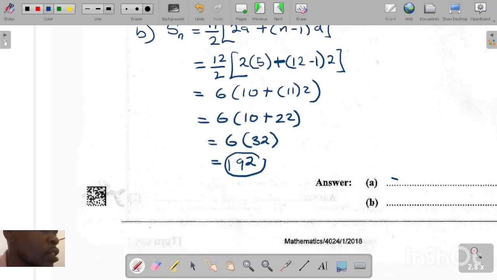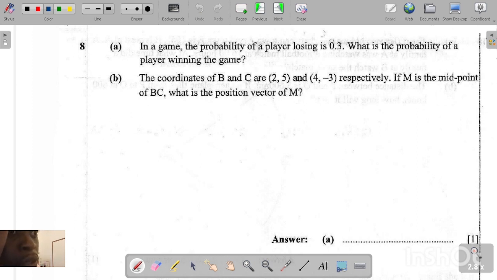So the common difference d, we found that is 2. Then the sum of 12 terms, we found that is 192. Okay, so we will solve up to question 8. This is the last question for today. So you should look out for the rest of the questions in the next video.